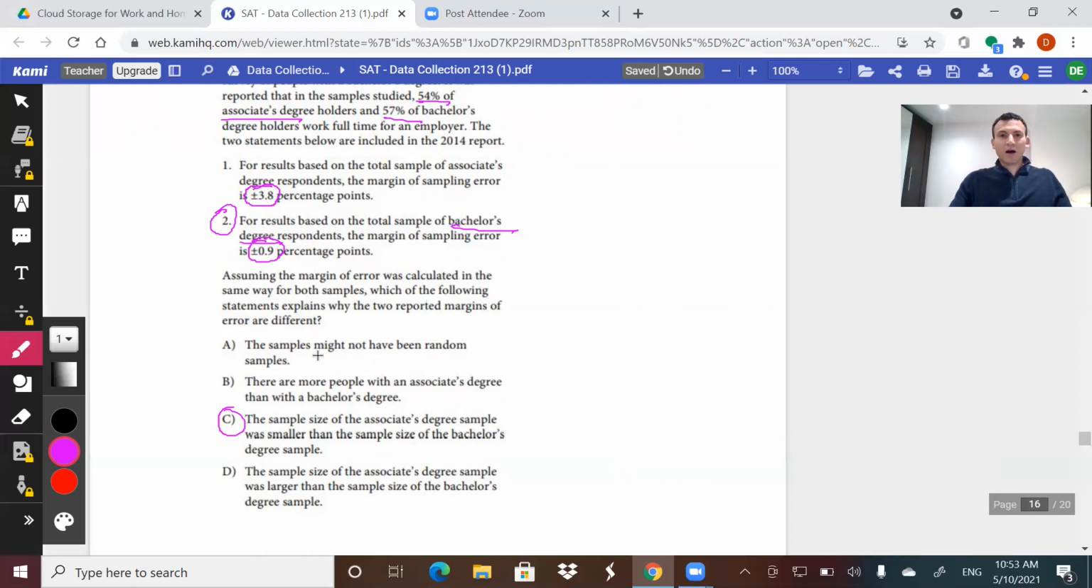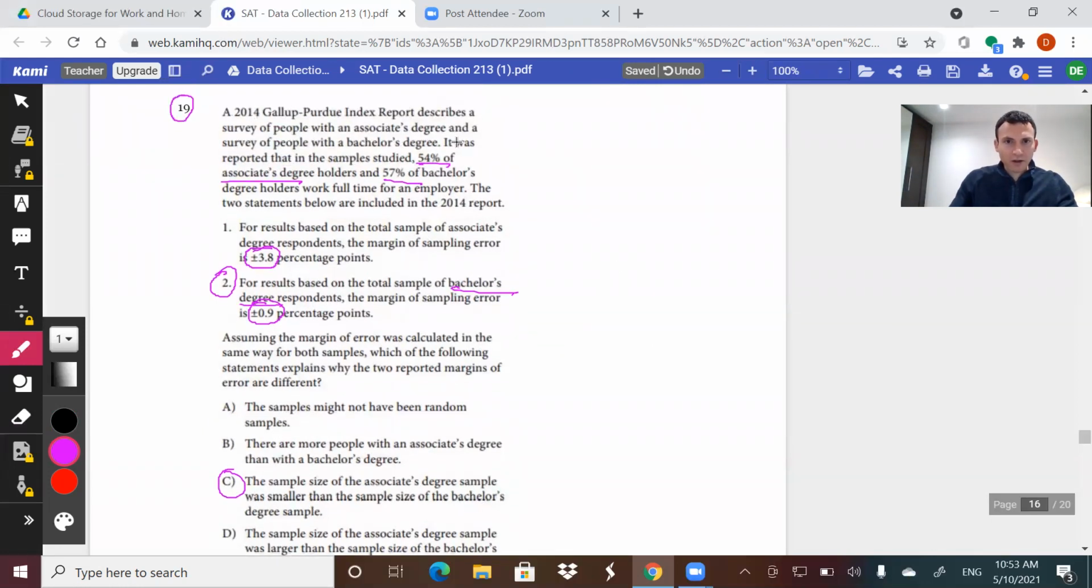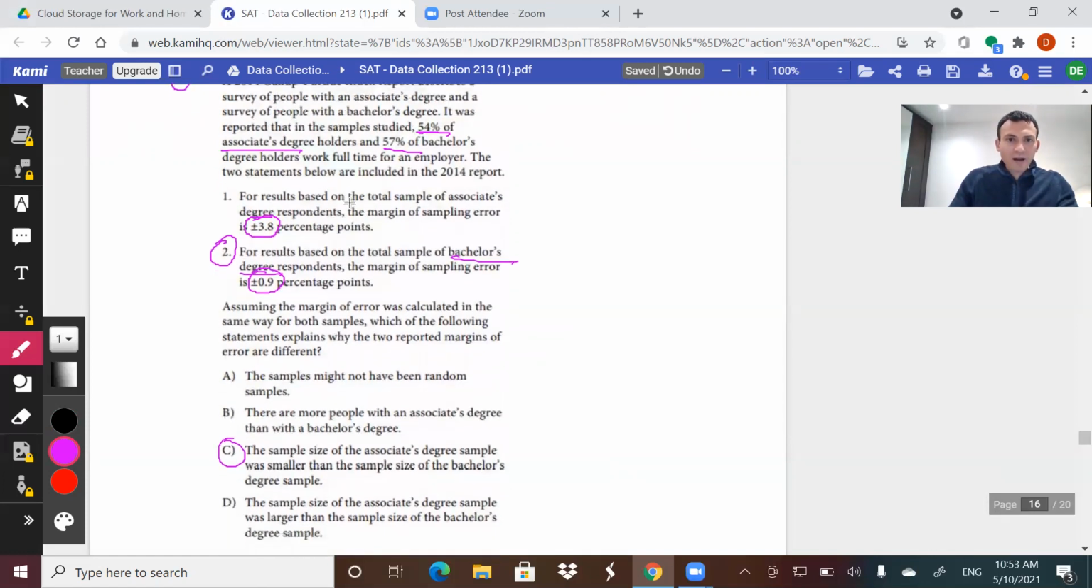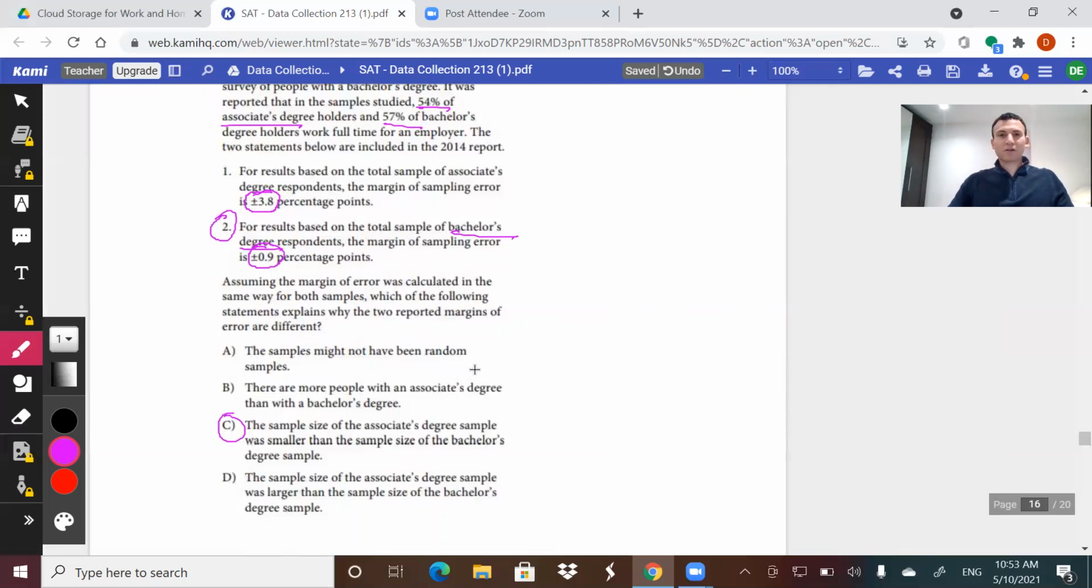The samples might not have been random samples. I think it tells us straight up that this was a randomized trial, does it not? It does not tell us whether or not these were random, but whether or not it's random won't affect the margin of error between two studies if they're done the same way. There are more people with an associate's degree than with a bachelor's degree. Again, the number of people doesn't matter. What matters is the size of the sample, right? How many of these people we ask. So the number of people with one degree over the other really doesn't affect our margin of error. It's really just the sample size, how many of these people we ask.